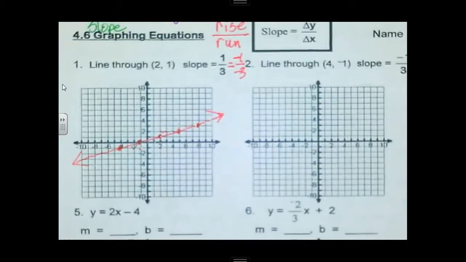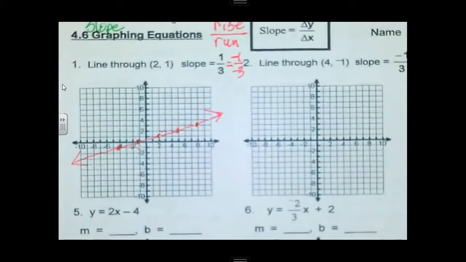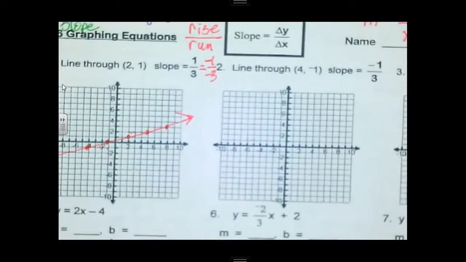Yeah, go up one. Okay. You don't start at 0, 0. It tells you where to start. You got it, Joey? All right.